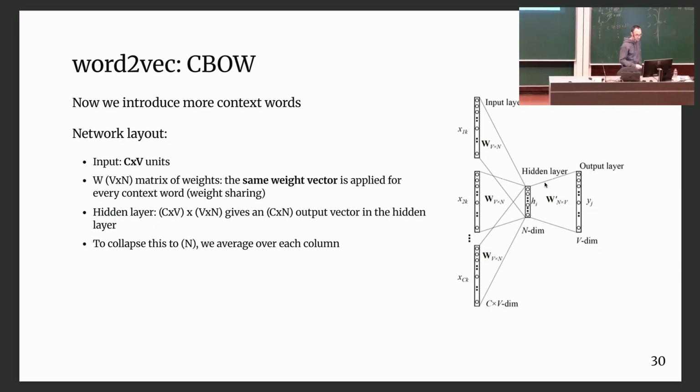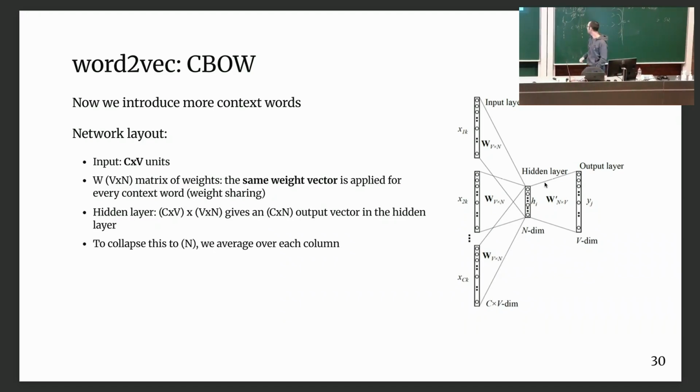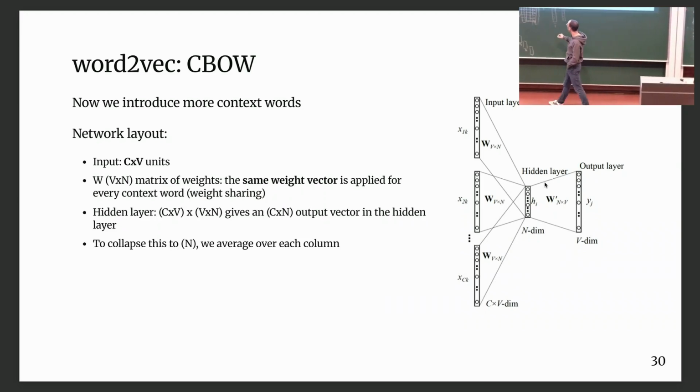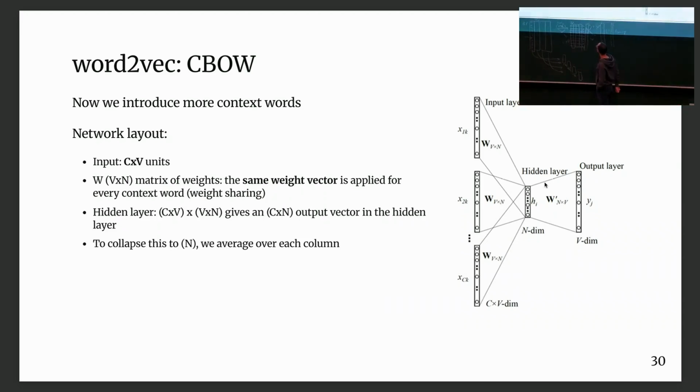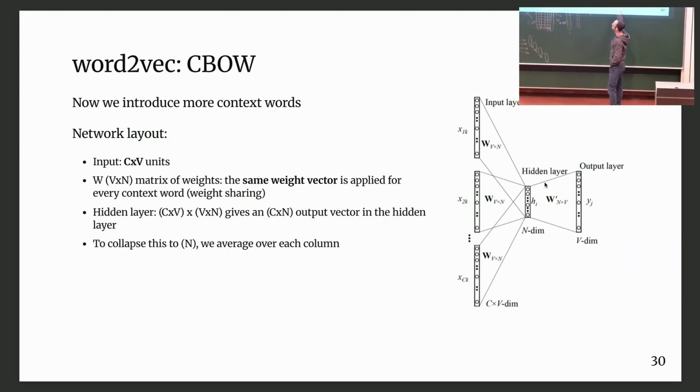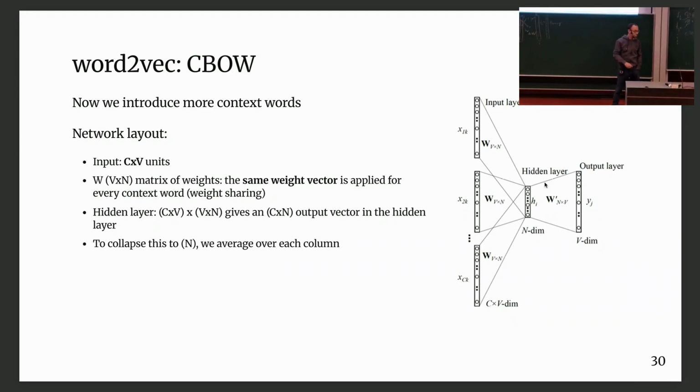That gets averaged out. And then the rest is the same, because for the rest part, we have a single vector again. We again have this W prime that shows up here, which is still the same shape, n times v, because we need to convert an n-dimensional vector back to a v-dimensional vector, and we still use softmax there. So that's CBOW, basically.